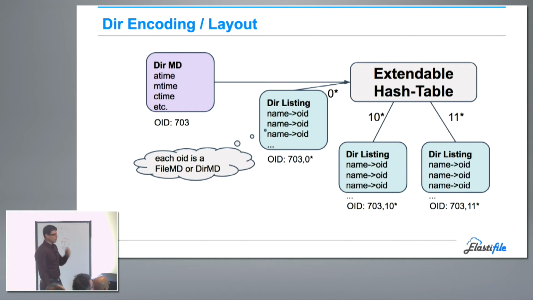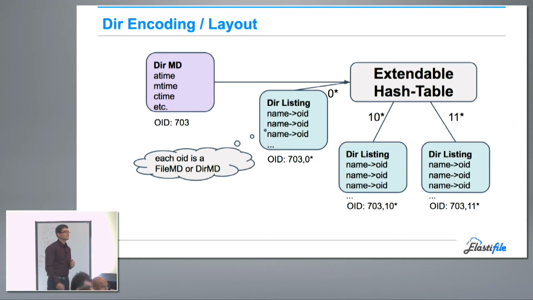Our directory layout. Again, we have a directory MD, which is very similar to the file MD object. And then we have what we call dir listings, which are basically a list of file names and pointers to either file or directory. We call those OID, object identifiers. They're sorted by some hash in order to be efficient for lookups. And the structure itself, when you have large directories and multiple directory listings, is based on an extendable hash table.